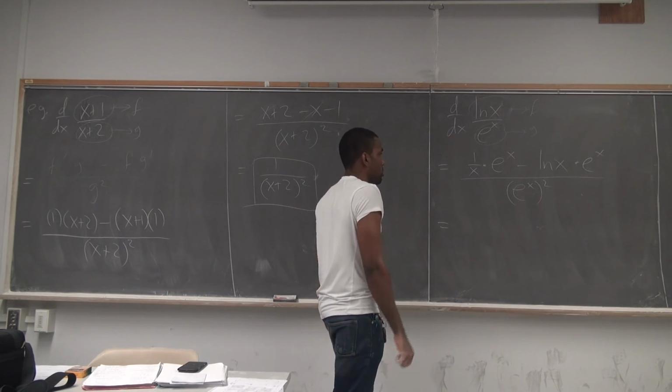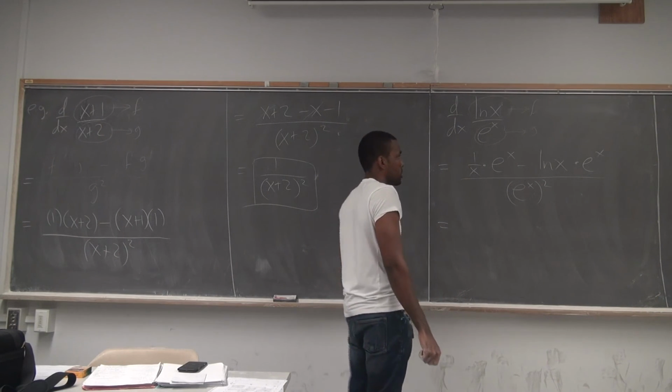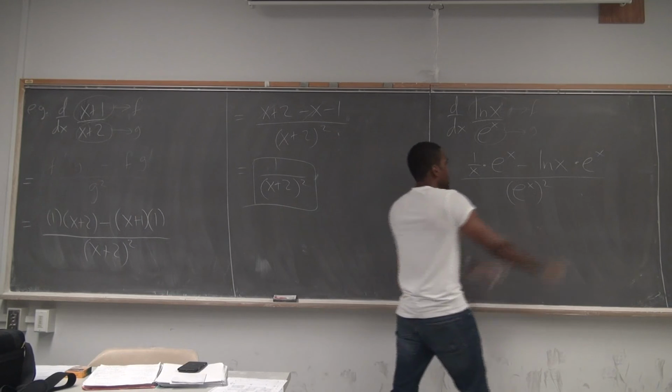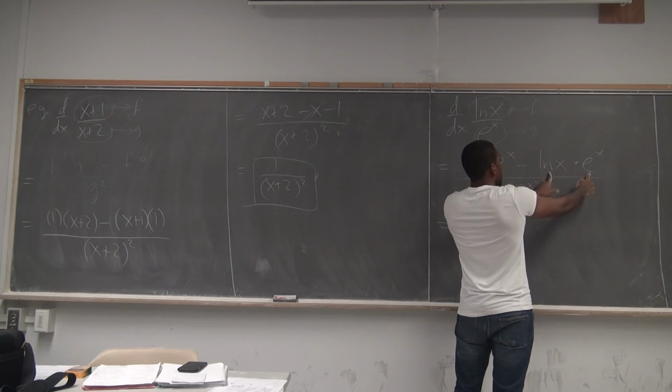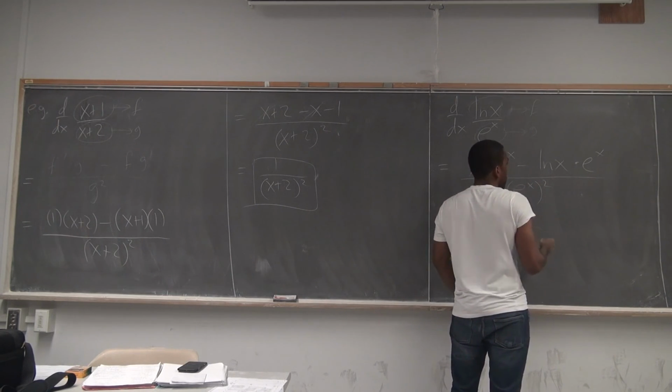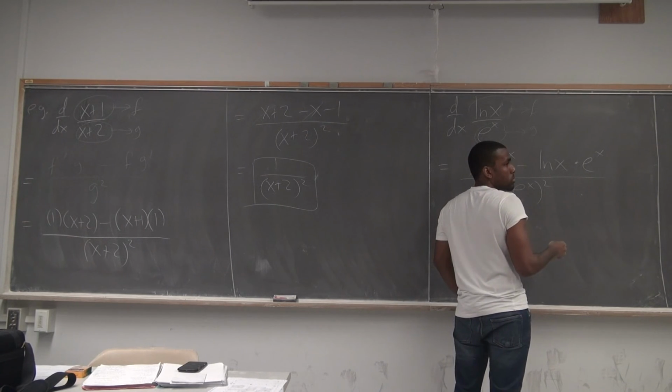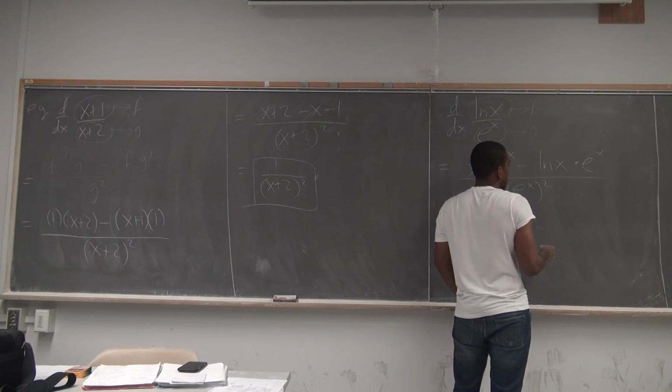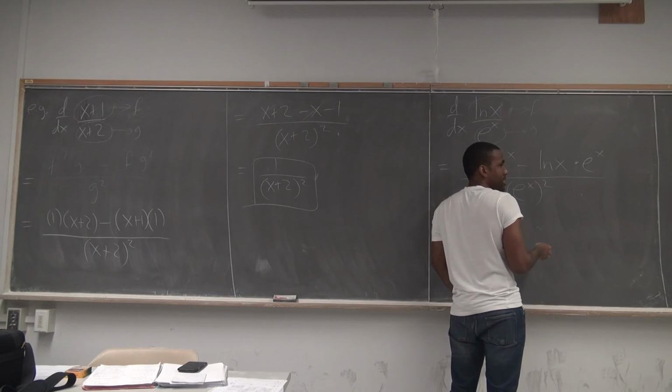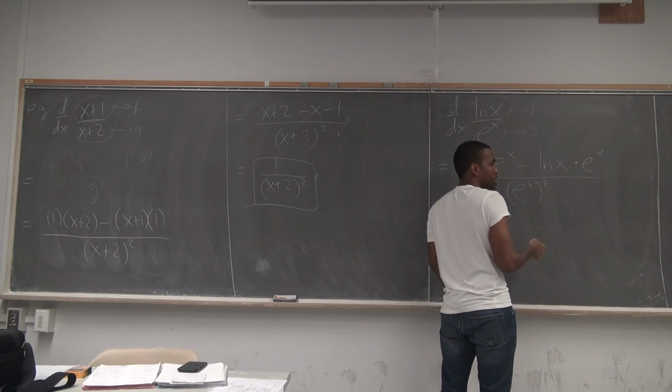Now we can try to simplify. How? Oh, doesn't ln x kill e to the x? Can I turn this into x? No, I can't. Why not?